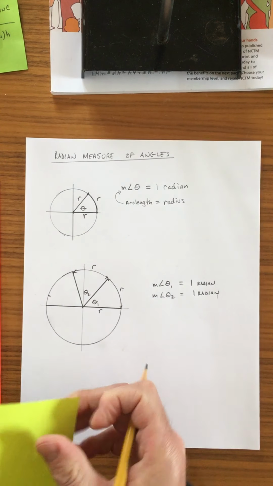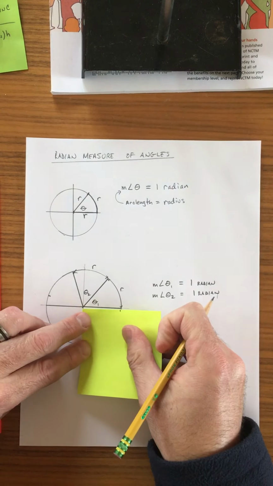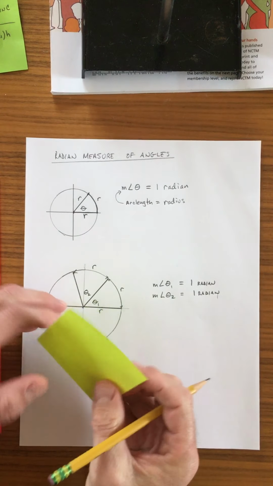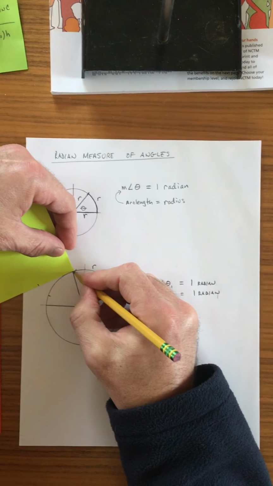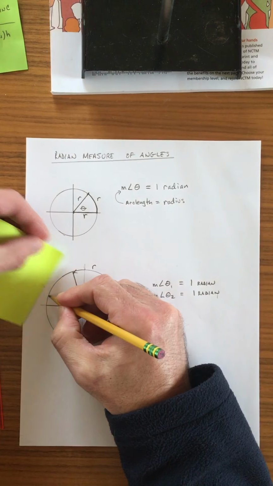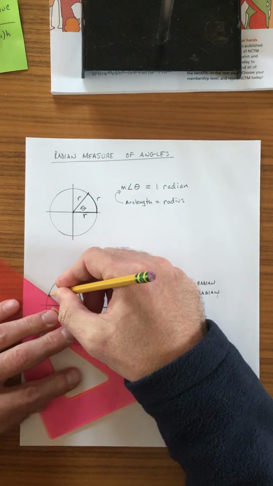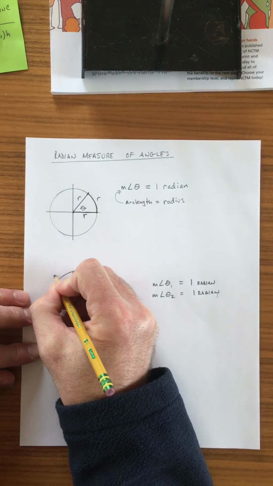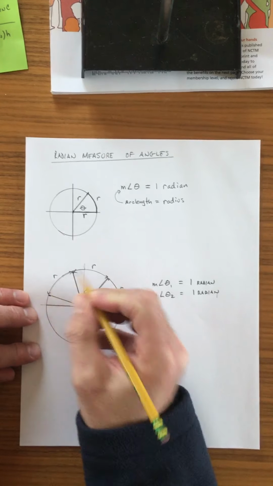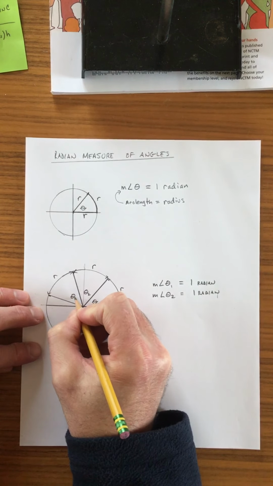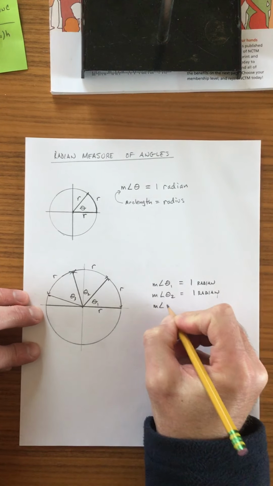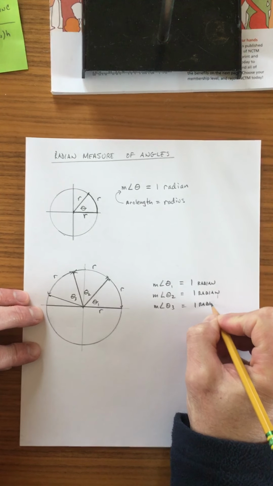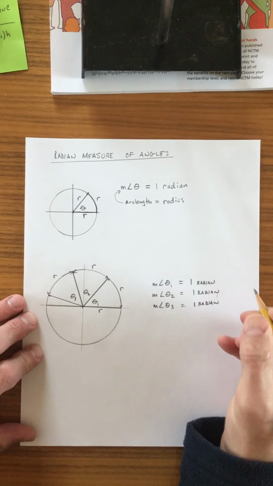And then I'm going to do it again. So let's see, from there to there is the radius. And so I'm going to start here, and I'm going to wrap it around and get to right there. And so that arc length is a radius, which means that the measure of angle 3 is 1 radian.